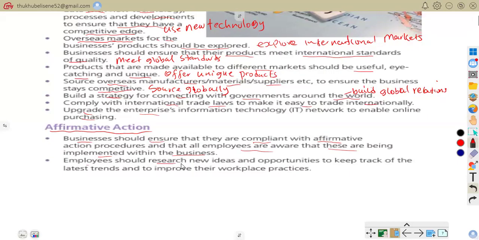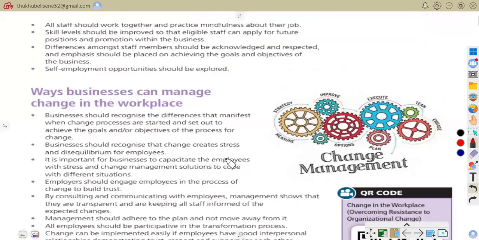Employees should research new ideas and opportunities to keep track of latest trends and improve their workplace practices. Here you research and improve. Keep learning new ideas as a business. Remain keen students through the entire of your life because there are changes that are taking place in the market. So let us move on.